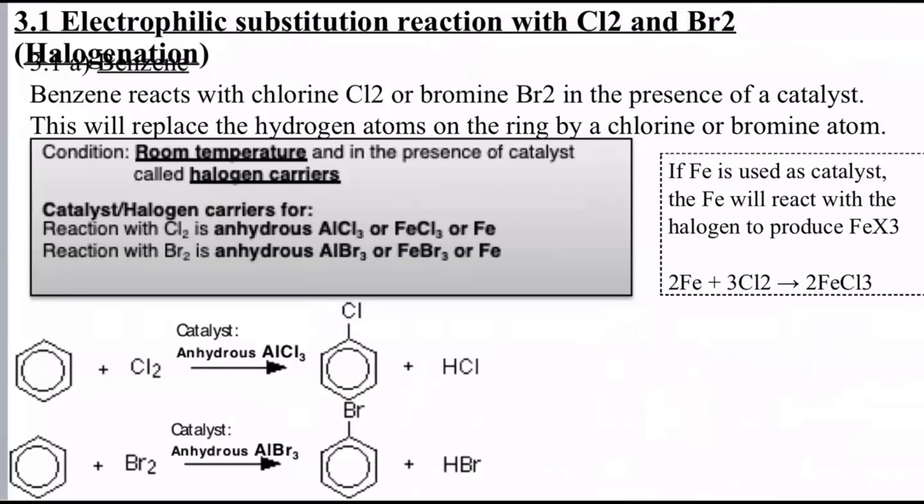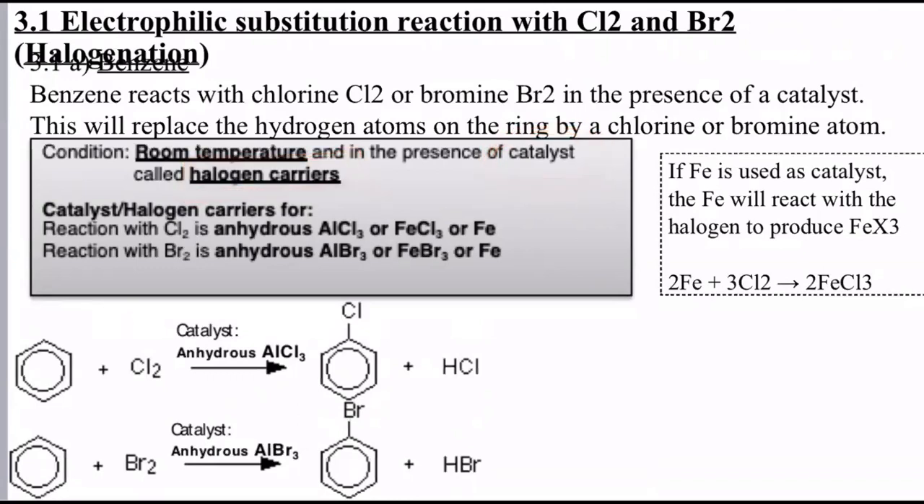For this reaction, you can carry it out at room temperature, but with the presence of a catalyst. If you remember the reaction of alkenes with bromine or chlorine, they happen at room temperature in aqueous condition. There is no special condition for a reaction of alkenes with aqueous chlorine or aqueous bromine. For alkanes, they can also react with chlorine, but in the presence of UV light. In the case of benzene, you need a catalyst. This catalyst is called the halogen carrier.